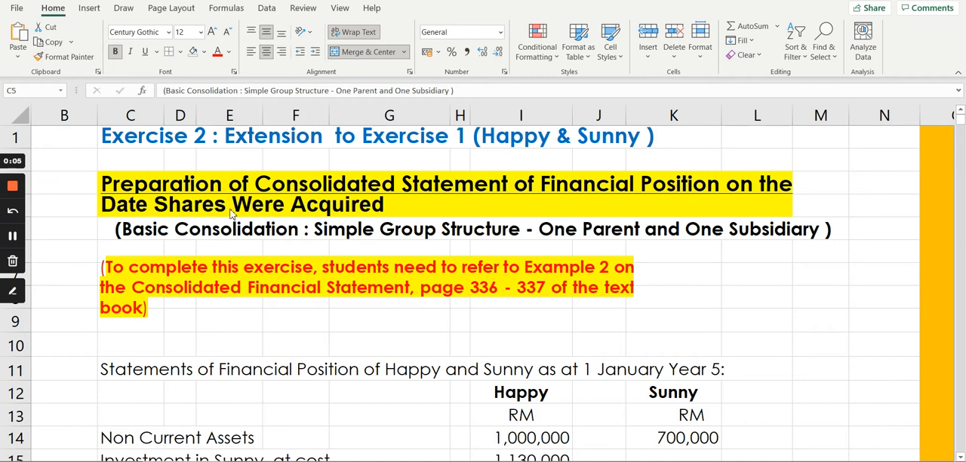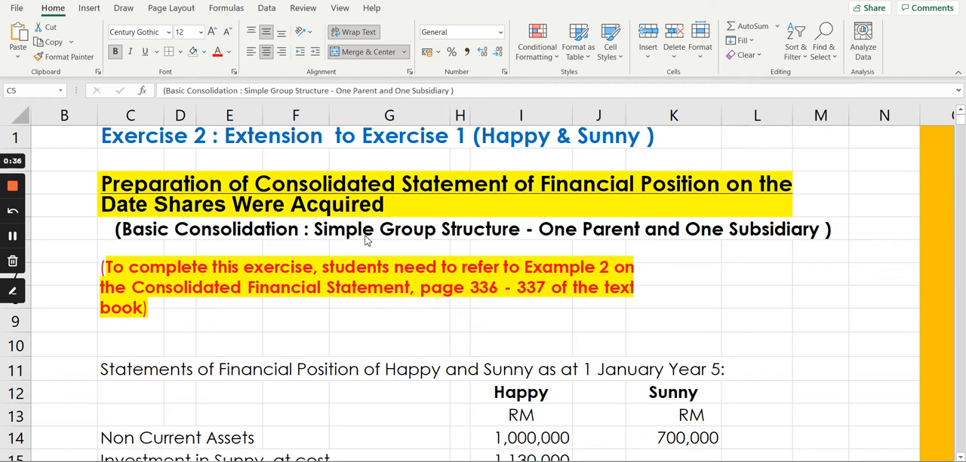Welcome to MFRS 10, and what we're going to do today is to prepare a consolidated statement of financial position on the date the shares were acquired. For your information, MFRS 10 is equivalent to IFRS 10 Consolidated Financial Statements. Our focus today is a basic consolidation example with a simple group structure, with just one parent and one subsidiary.